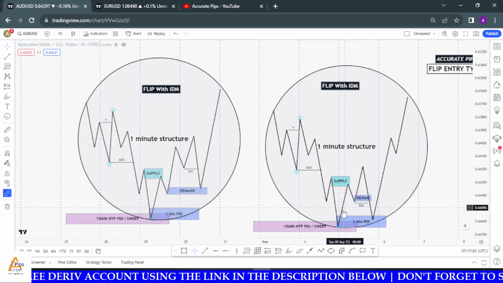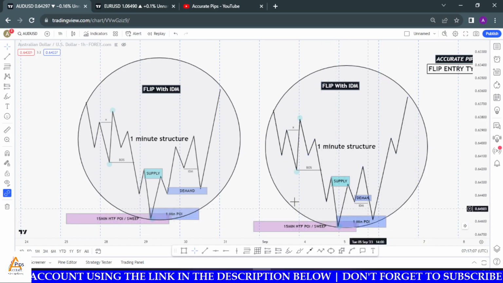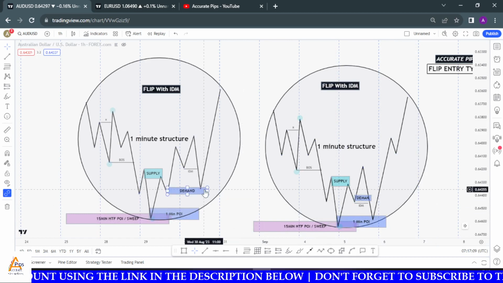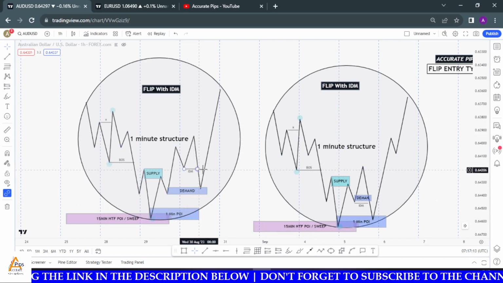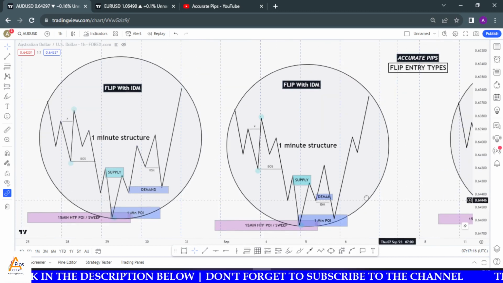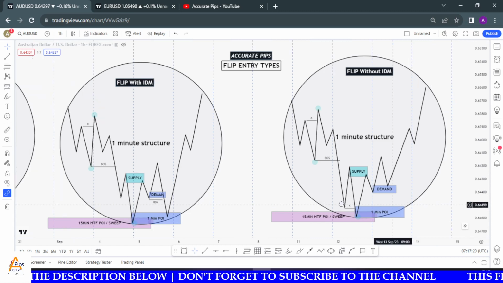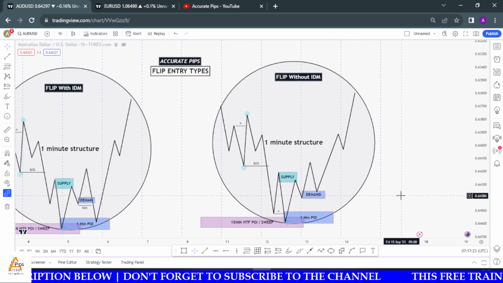If not, then you just look for what? A zone that has not been mitigated and you make your entry. Okay, here also price can just sweep here and then give you a single candle. You can take your buy from there. So now let's look at the flip without inducement. Okay, without inducement.